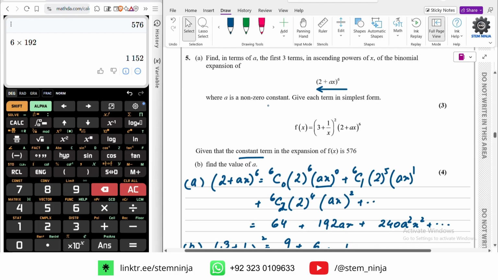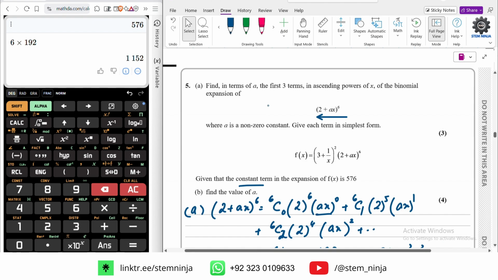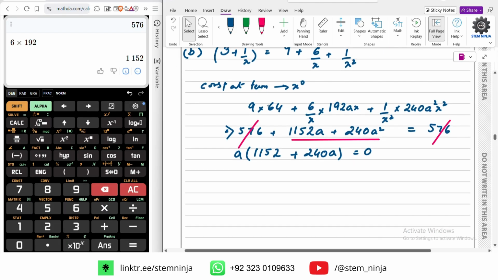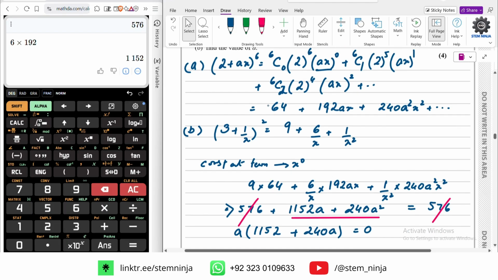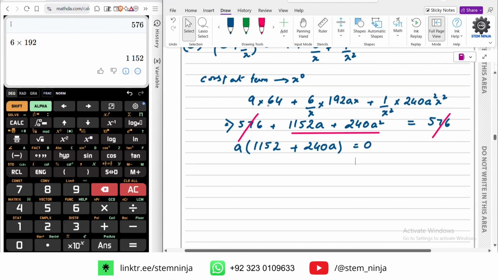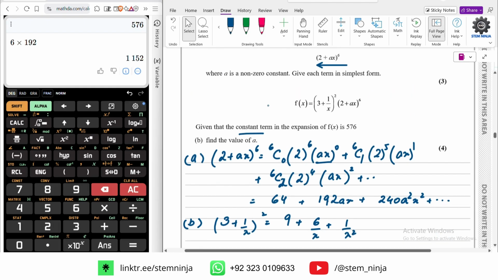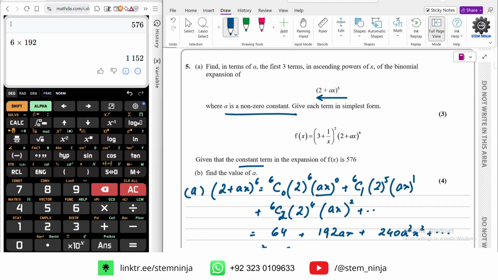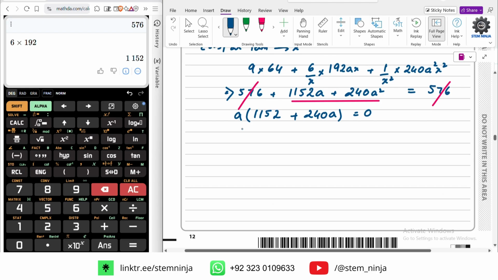One answer would be a is 0. Right, so find the constant. Okay, alright, they did say a is a non-zero constant. Okay, alright, so that's fine. So we are only concerned with this one.